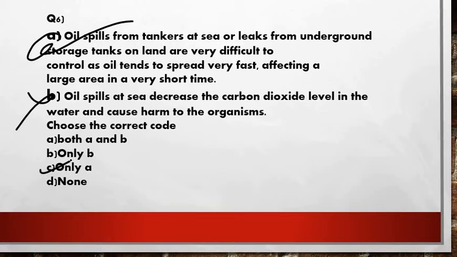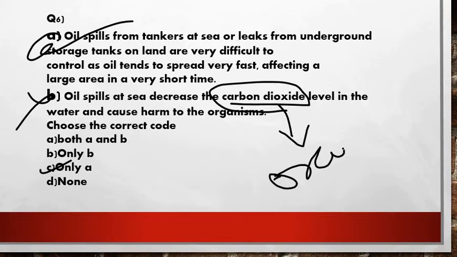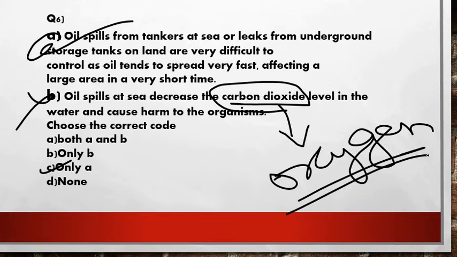Why is the second statement wrong? It says oil spills at the sea decrease the carbon dioxide level. Here it won't decrease the carbon dioxide, but it decreases the oxygen, okay. So you have to remember, it won't decrease the carbon dioxide, rather it will decrease the oxygen.